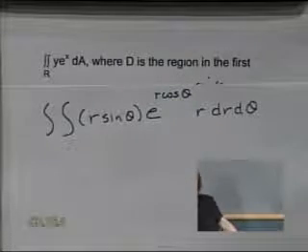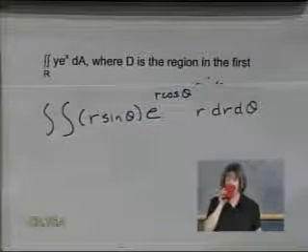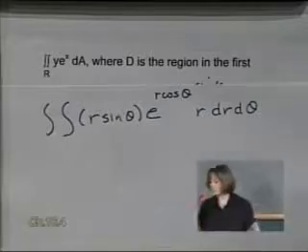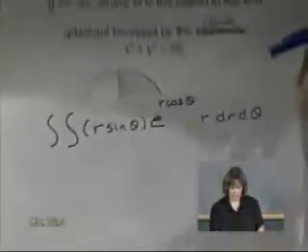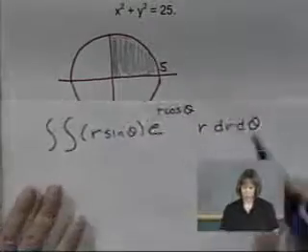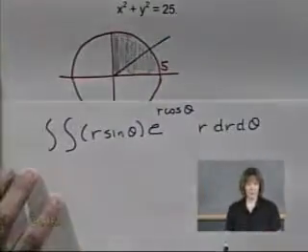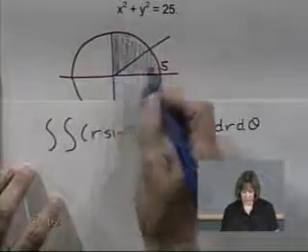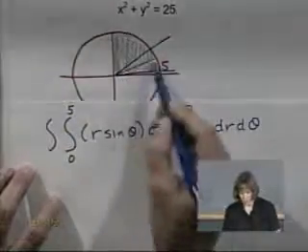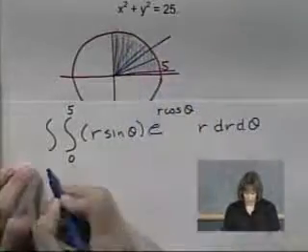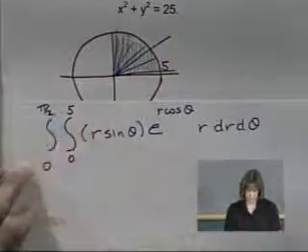Okay? Next thing is, what are my limits of integration? If the limits aren't easy, go back to rectangular form. But this is going to be very nice in terms of limits. Take an arbitrary theta in the region. What is r ranging from? 0 to 5. And if I take all my thetas, they're going from 0 to pi over 2.